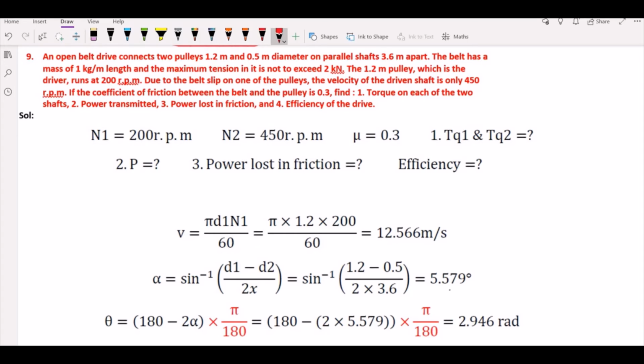So coming to this problem, an open belt drive connects two pulleys of 1.2 meter and 0.5 meter diameter on parallel shafts 3.6 meter apart. The belt has a mass of 1 kg per meter length, and the maximum tension is not to exceed 2 kilonewton. The 1.2 meter pulley, which is the driver, runs at 200 rpm. Due to the belt slip on one of the pulleys, the velocity of the driven shaft is only 450 rpm. If the coefficient of friction between the belt and the pulley is 0.3, find the torque, power transmitted, power lost, and efficiency.